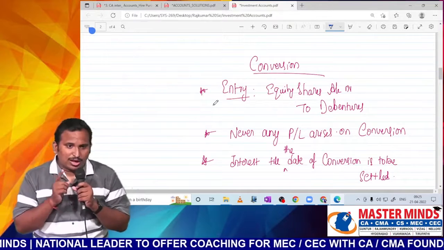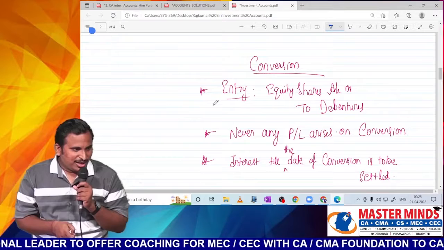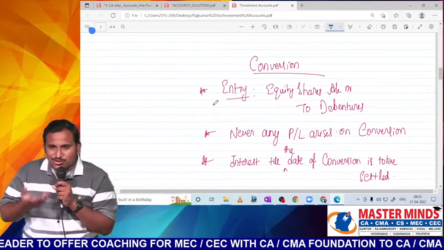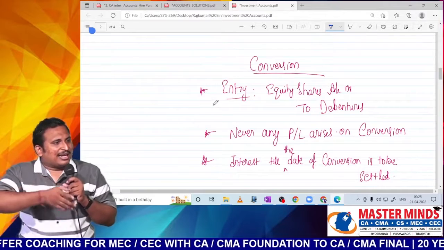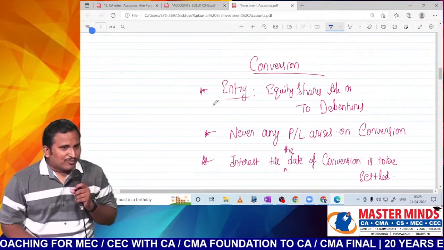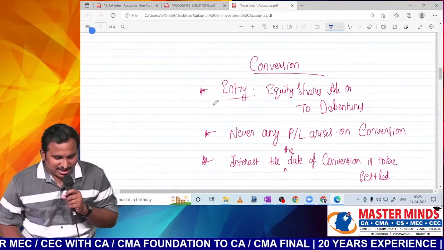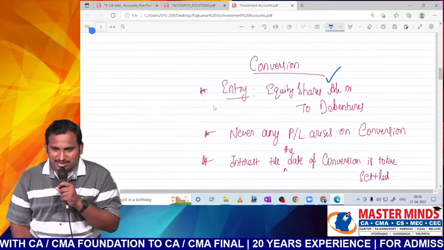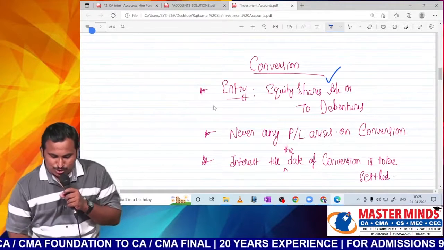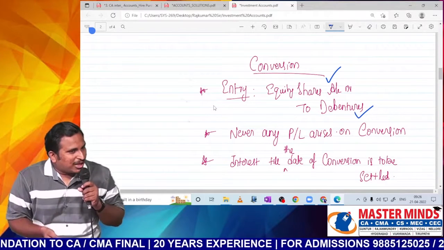Sir, first of all, think carefully. You are an investor. For you, debentures or equity shares are an asset. So debentures are getting converted into equity shares, means from you they are taking away debentures and they are giving equity shares. What you are receiving? Equity shares. So you will debit equity shares. What you are giving? Debentures. So you will credit debentures. So entry will be equity shares to debentures.